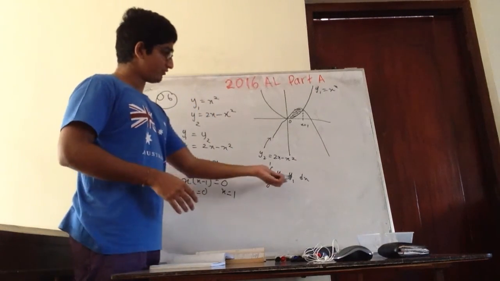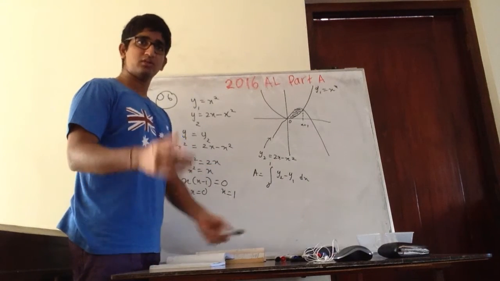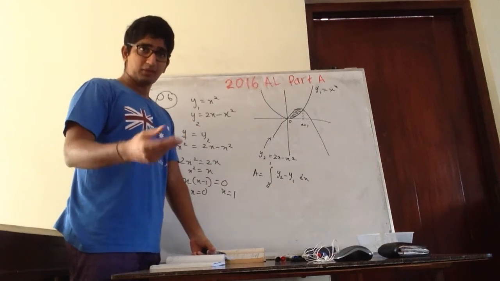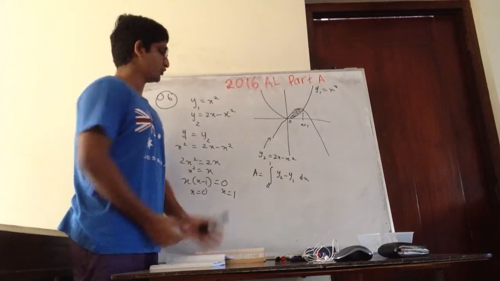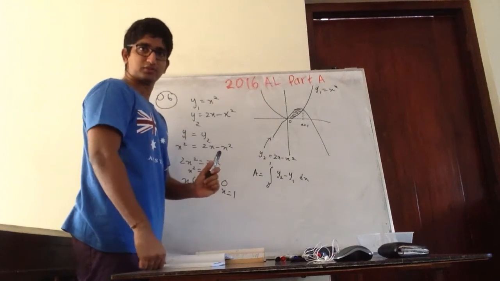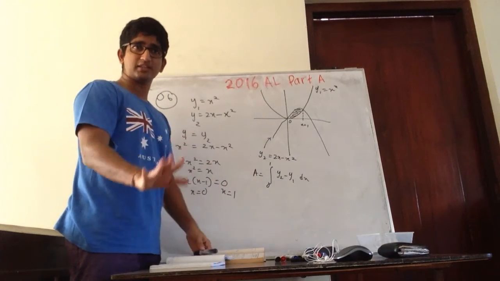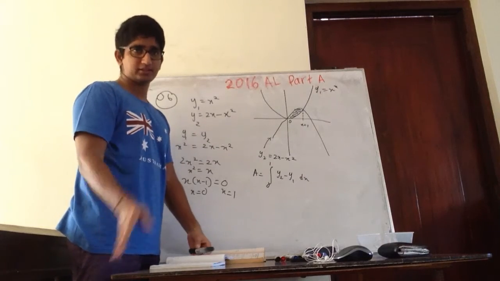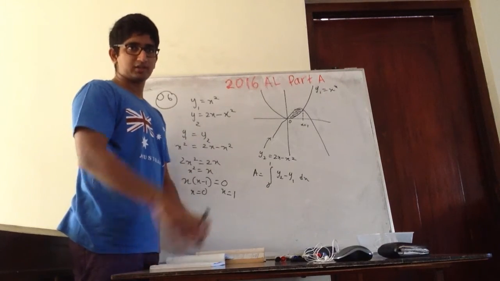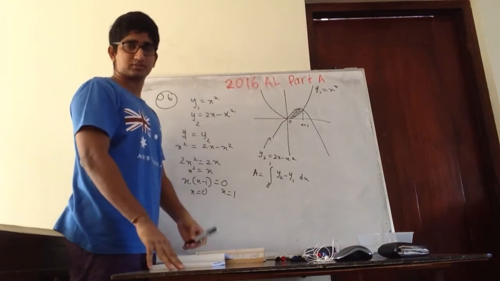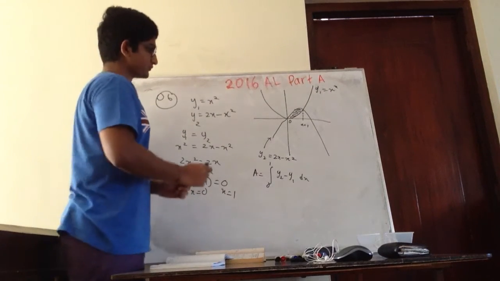Or you can get y1 minus y2 as well, then you will get a minus answer. But since this is an area, you can actually take the modulus of this, right? So even if you get a minus answer, don't get scared. You just write the positive answer, or you can start with the modulus.